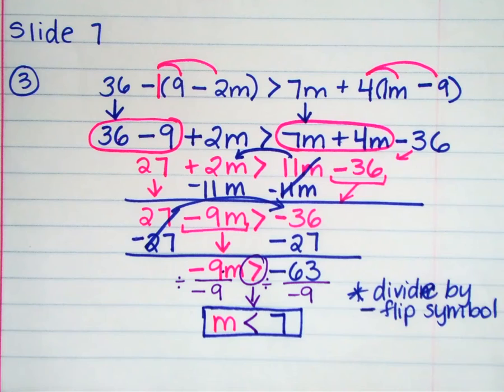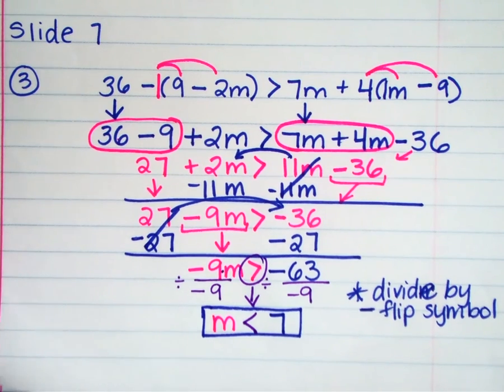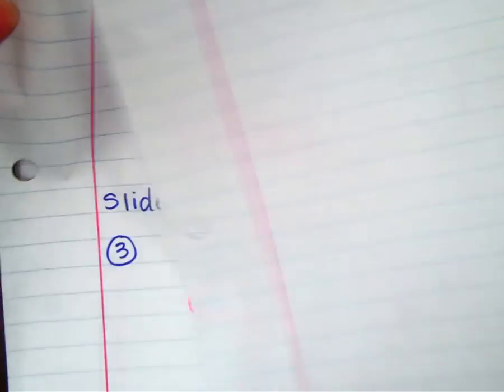Now we're going to move on to the next problem. The last problem is number 4 on slide number 7. I'm sorry. I can go back and go over how to graph this really quick before we move on.